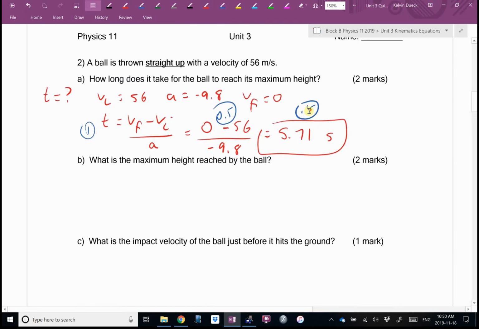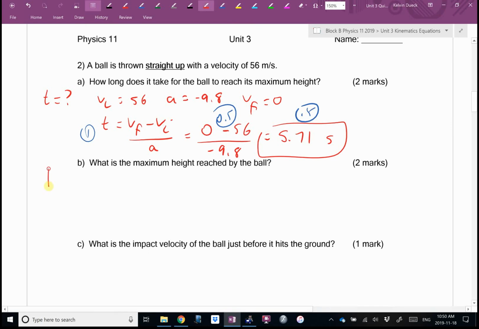Okay? What's the maximum height? Now they want me to find a D. I could use this. D equals VIT plus a half AT squared, and I would give you full marks for doing so if you got the right answer. Why is that a little bit risky? Yeah, but you know what? That'd be a good way to check my answer.